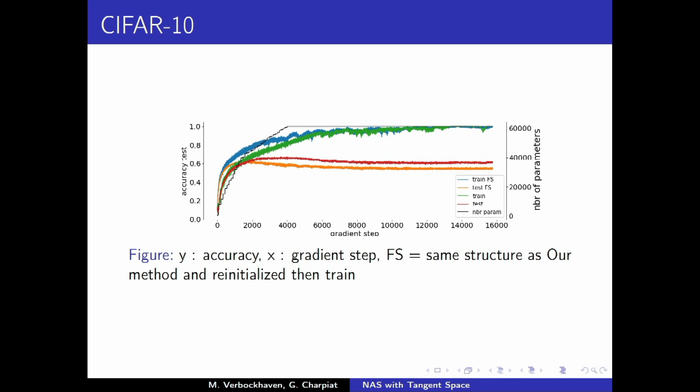So this is a result, for example, that we have on a CIFAR-10 database. I cannot really see. So train from scratch is from scratch. First we take our method. Our method is in green for train and red for test. In black, you have the number of parameters, which is increasing. And then we have good performance on the train, and then the test stagnates.